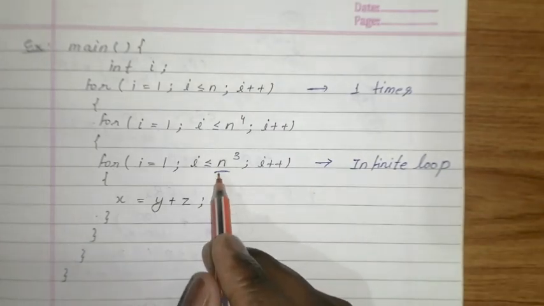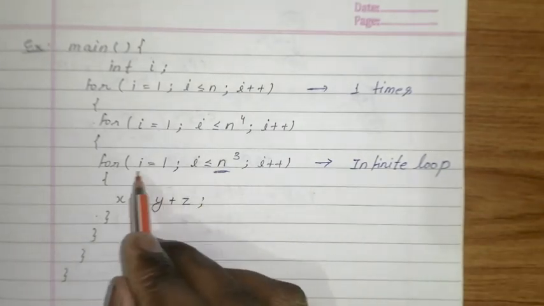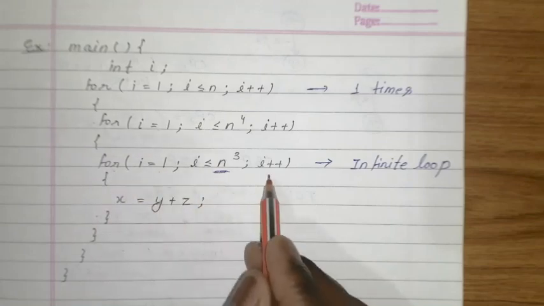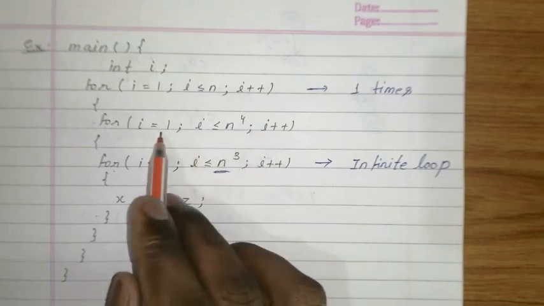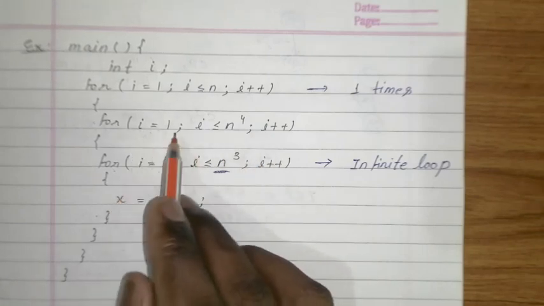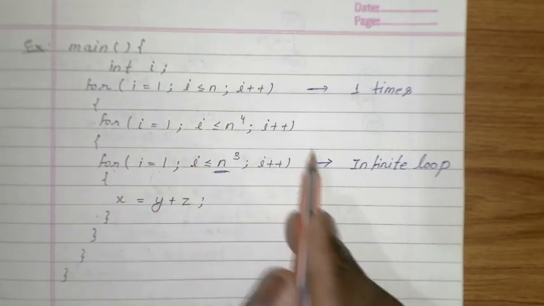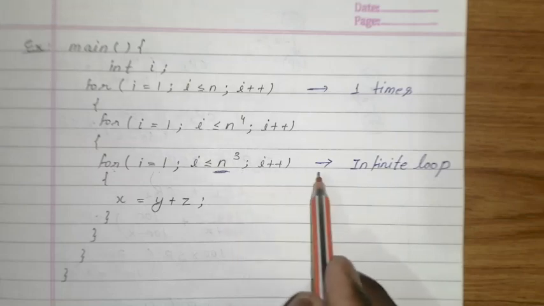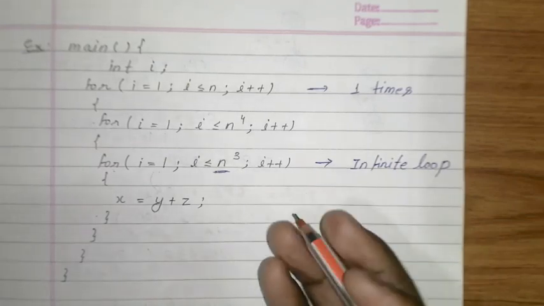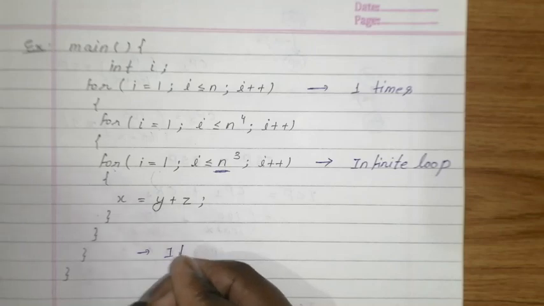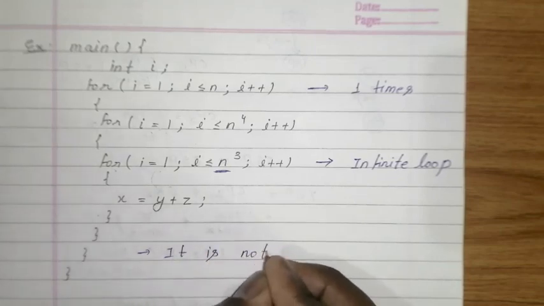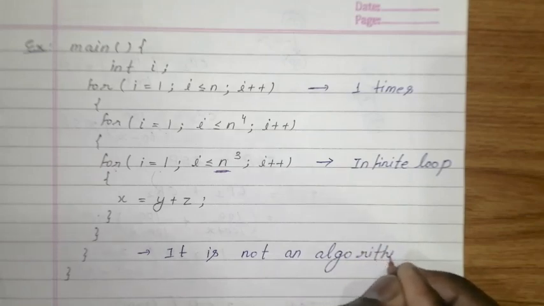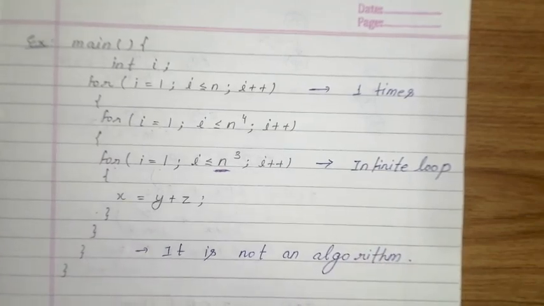Infinite loop. Why? Because when this for loop runs, it will iterate 1 to n cube times. When it comes out of this for loop, i is initialized again with what? i is 2 again, so it will be stuck in this for loop. So this will run forever. So we can say it is not an algorithm because it will not terminate in a finite amount of time.